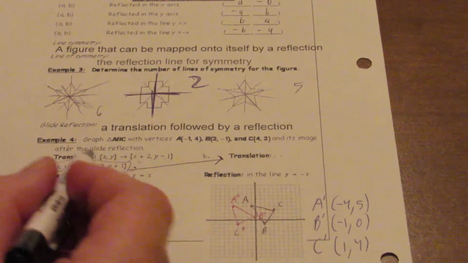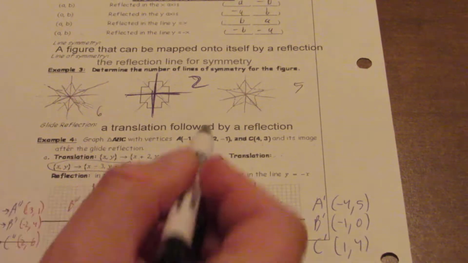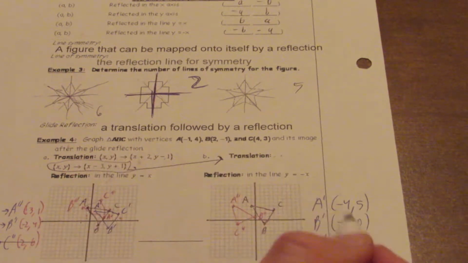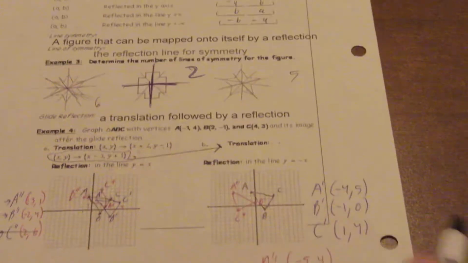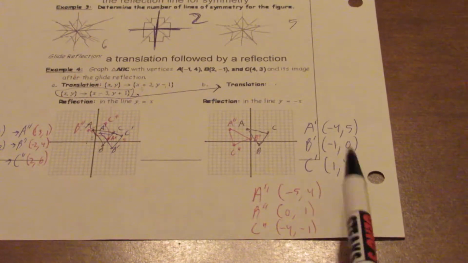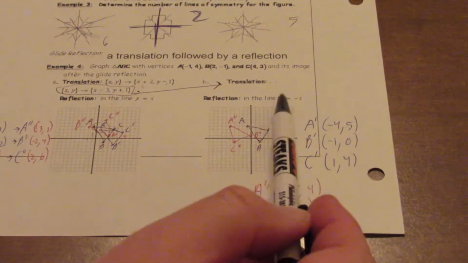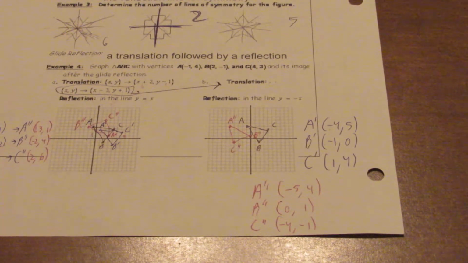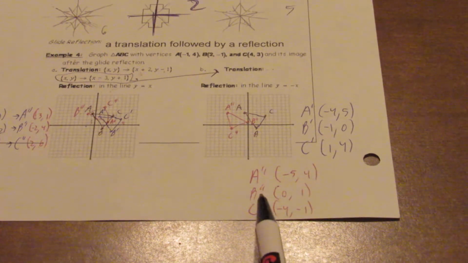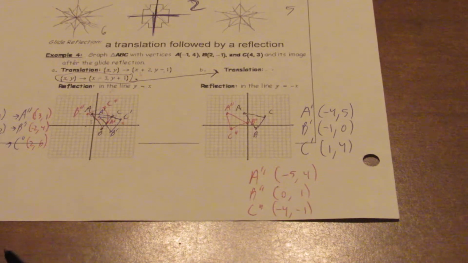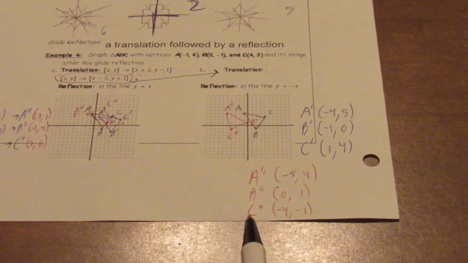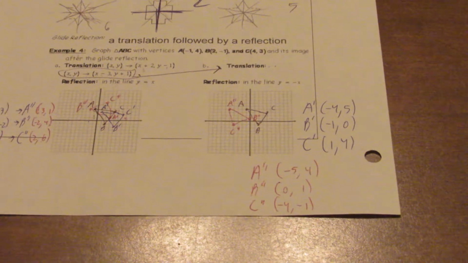Okay. Similar concept here. I have (-3, +1). So I'm back at this original image. I subtract 3 and add 1. That gives me (-4, 5), (-1, 0), and (1, 4). And then when I reflect that, y equals -x, we're flipping them and changing the signs. So I get (-5, 4) as A double prime, (0, 1) as B double prime, and (-4, -1) as C double prime. So then I graph those points.